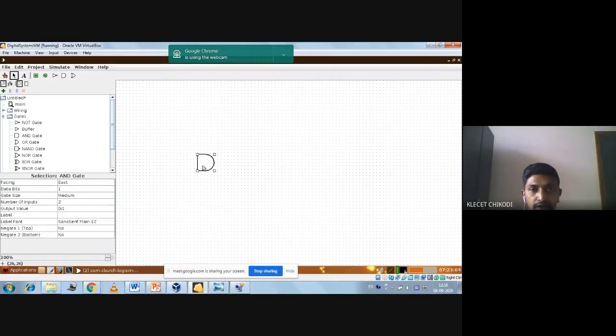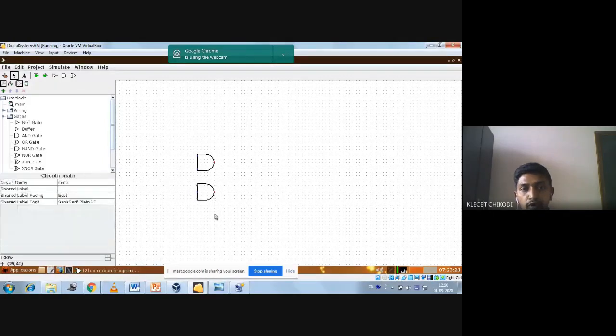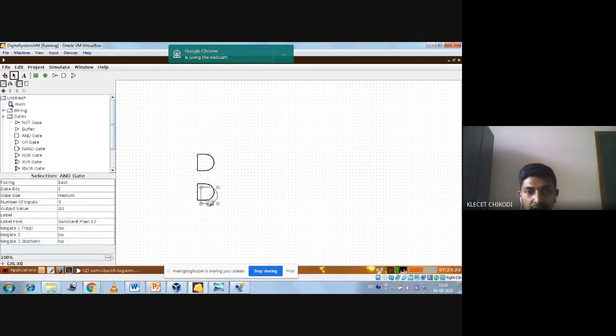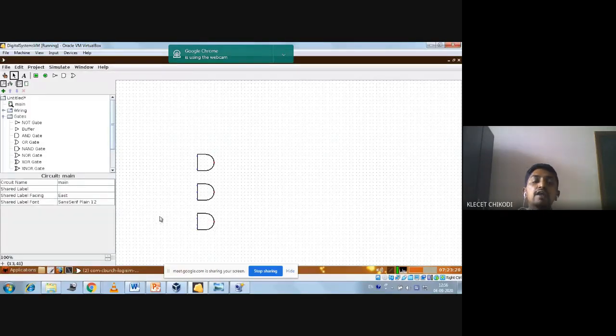Now what I will do? I will just copy that AND gate, and I will take the 3 input AND gate here. I need 3 inputs for this AND gate, so I will put the number of inputs 3 here. Fine. Again, I need one more, a 4 input AND gate. So I will just make the inputs 4 here.